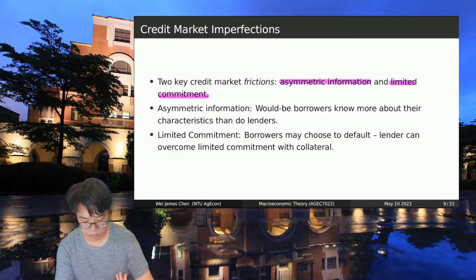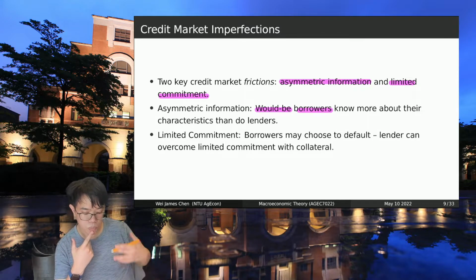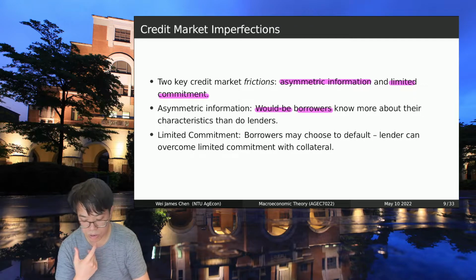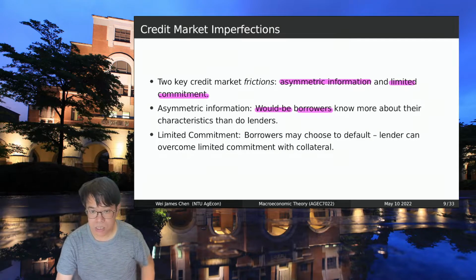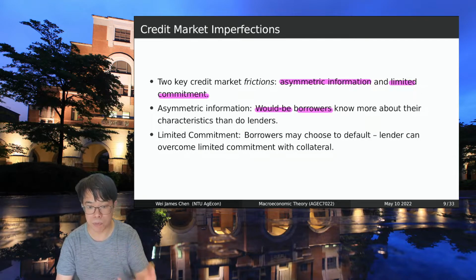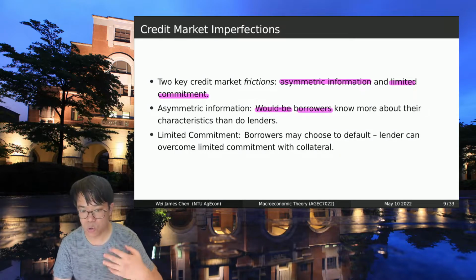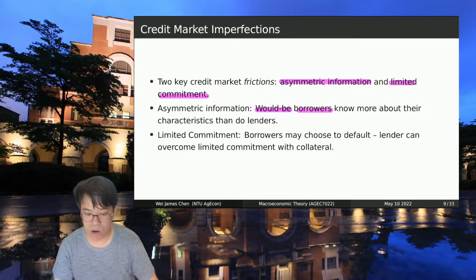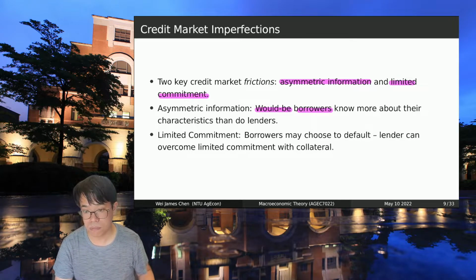What is asymmetric information? That means the borrower or would-be borrower knows more about their own characteristics than the lender. Basically, you go to a bank and you're trying to borrow some money, the bank can ask you to supply some document to prove that you will be able to pay back in the future. But whether you are actually a good person who will pay back the money, there is definitely something more about that you know, but you will not reveal to the bank, right?